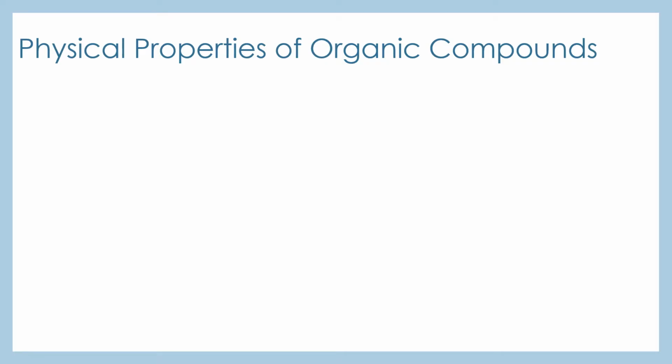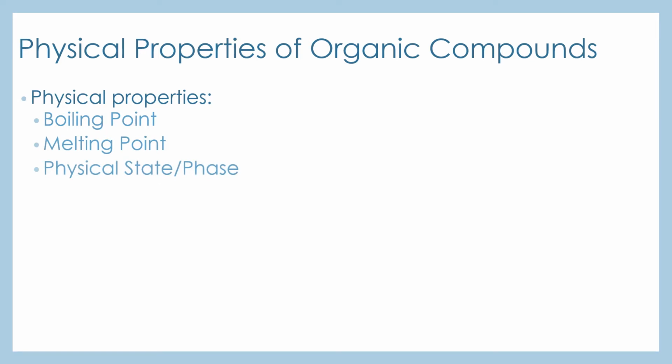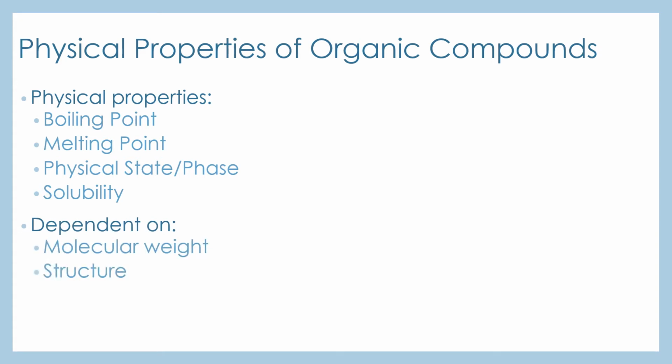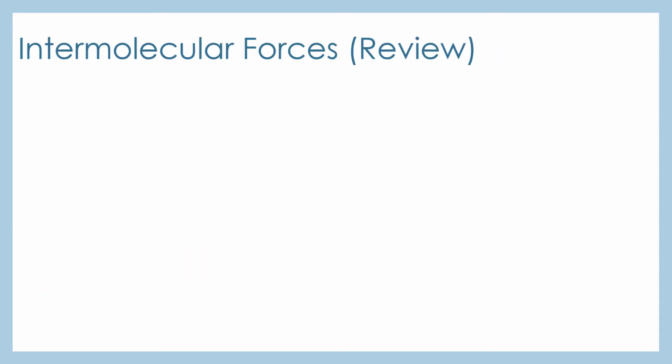First, let's talk about the physical properties of organic compounds. Physical properties include boiling point, melting point, the physical state or phase, and the solubility. These properties are dependent on the molecular weight and the structure of the compound, as well as the intermolecular forces between different molecules of the compound. So let's start by reviewing intermolecular forces.